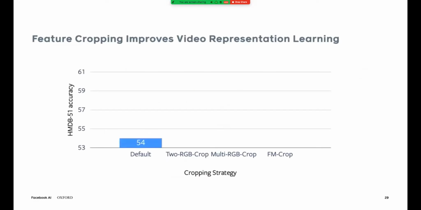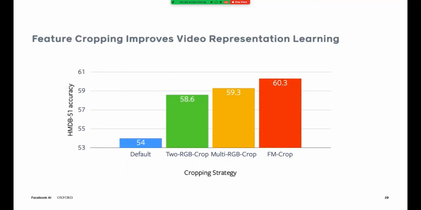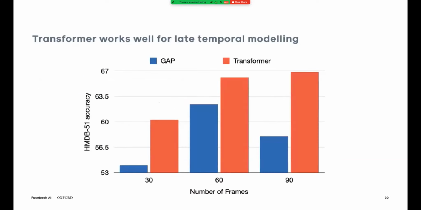What we see is that our proposed feature crop improves upon cropping in the RGB space. Compared to two RGB crops or multiple RGB crops, and because of GPU constraints, we can only take two large RGB crops and one small crop. Our proposed feature crop outperforms other alternatives. We also see that the transformer works well for late temporal modeling. As we increase the number of frames, compared to global average pooling, which averages over space and time, our transformer sees improved performance.